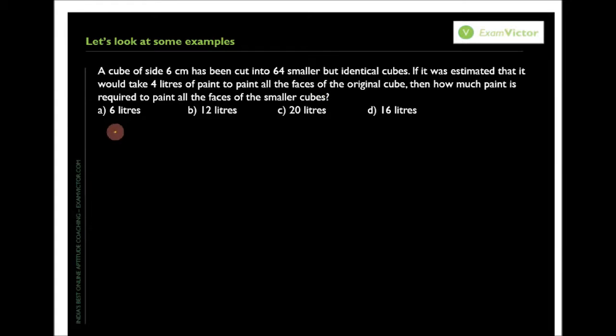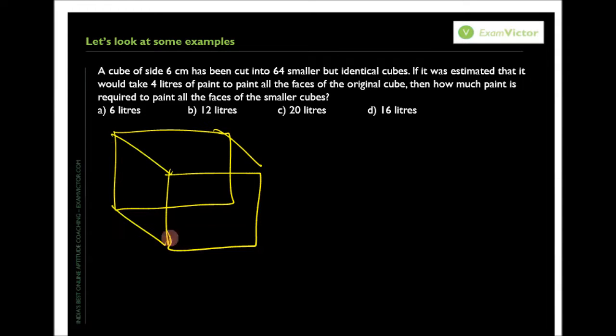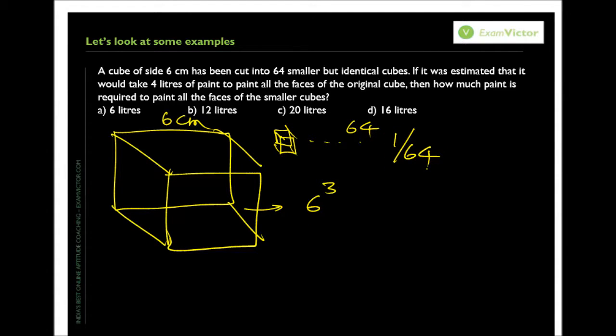So there was a large cube and it had side of 6 centimeters. And this has now been cut into lots of smaller cubes. 64 of them actually. So first things first, the volume of this large cube is 6 cube. And the volume of the smaller cube we don't know, but we do know that each smaller cube is going to be 1 by 64 of the large cube. So the volume of each smaller cube is going to be 6 cube by 64.